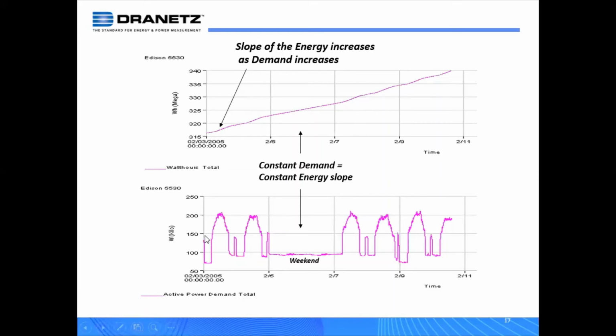For example, these curves here are typical of a facility where you can easily determine the daily workday, the weekend, and then of course the subsequent week. Obviously we see where the weekend is. Each of these data points that makes up this curve is a 15-minute interval in this case, which is the demand.